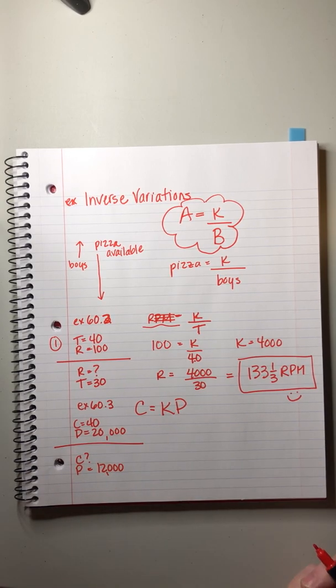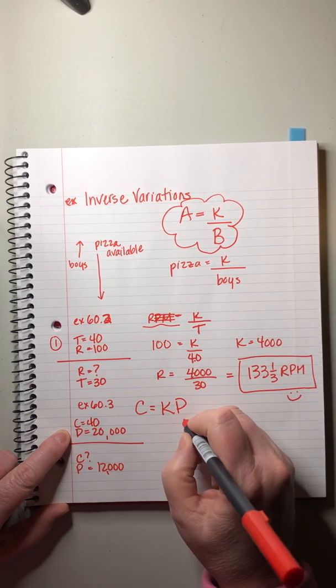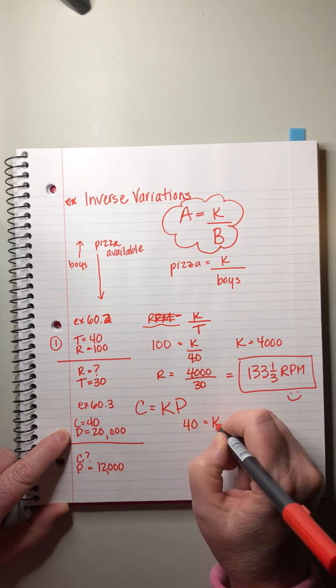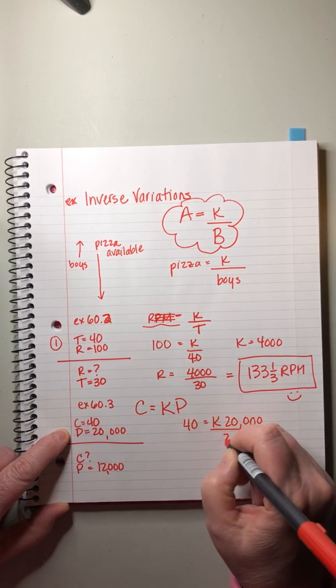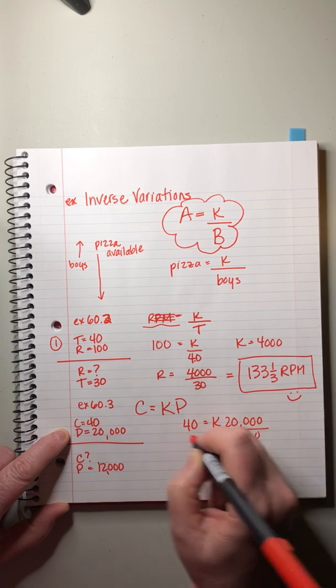Okay, two scenarios. Here we go. 40 equals k times 20,000. Okay, this is a little weird.